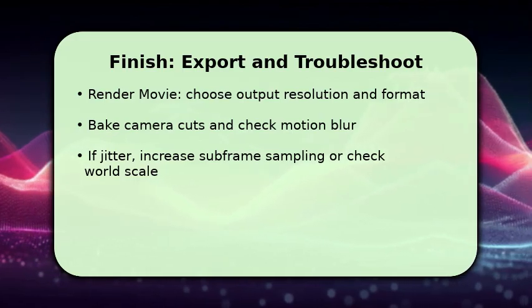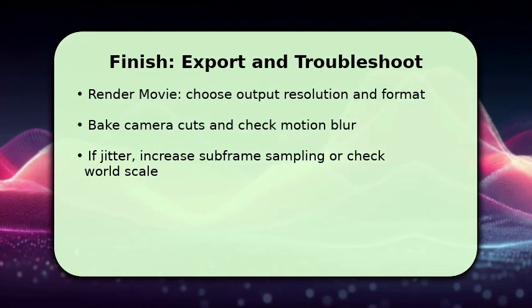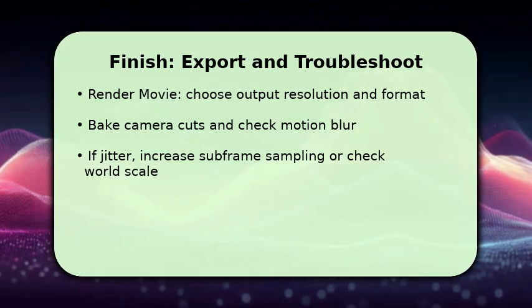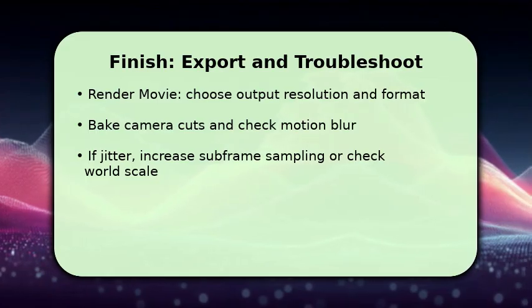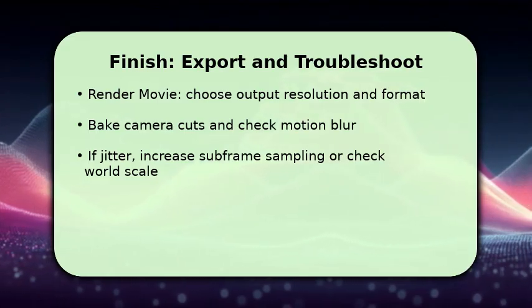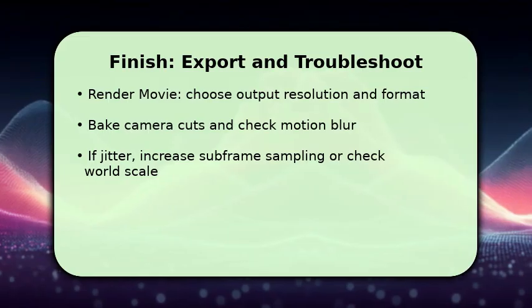If things go wrong, there's a common fix. Increase temporal or subframe sampling in render settings, or verify world scale and camera transform are stable. If jitter persists, bake transforms and re-export to ensure consistent frames.